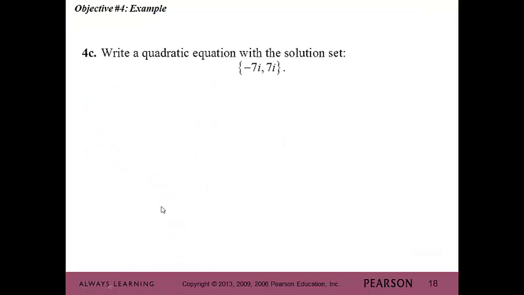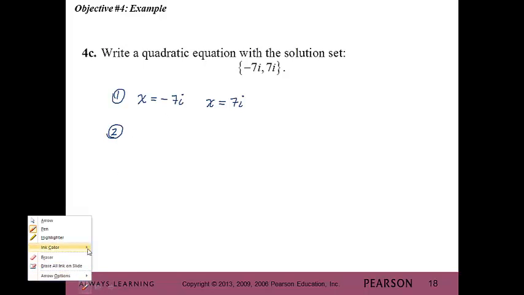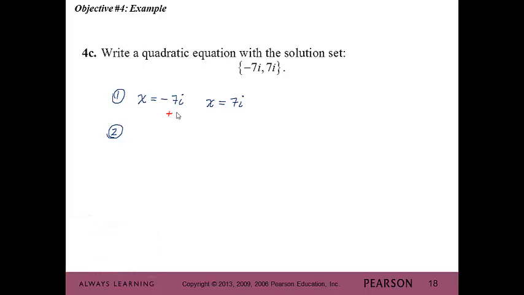Okay, so here's another example. It says write a quadratic equation with the given solution set. So now our solutions are negative 7i and 7i. So the first thing we're going to do is set both equal to x. So we have x equals negative 7i and x equals 7i. Then we're going to move everything to the same side as x. So we're adding 7i in the first equation. So now you have x plus 7i equals 0. And then you're subtracting 7i in the second equation. So now you have x minus 7i equals 0.